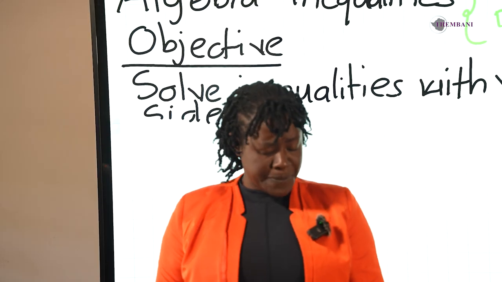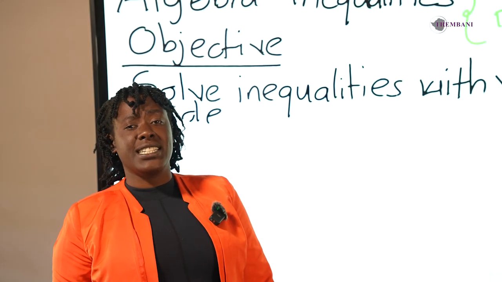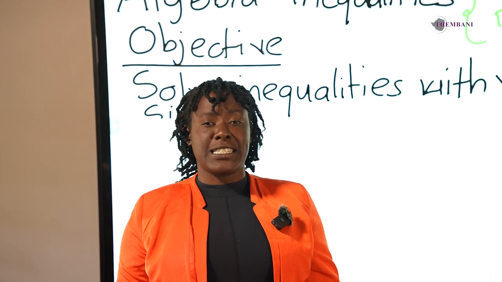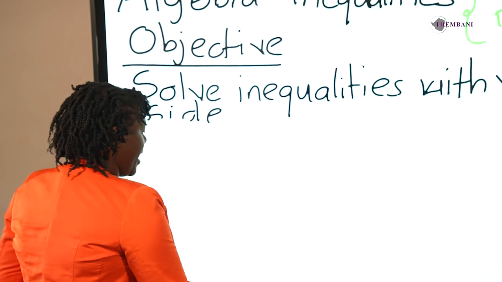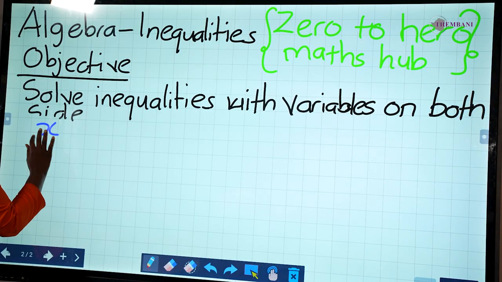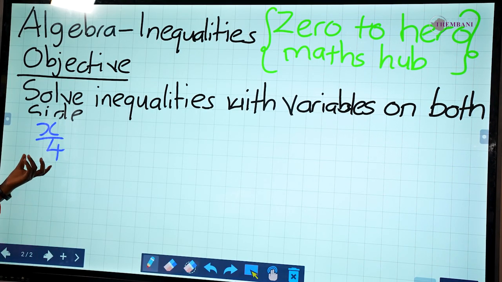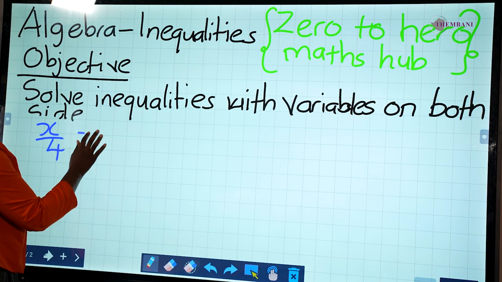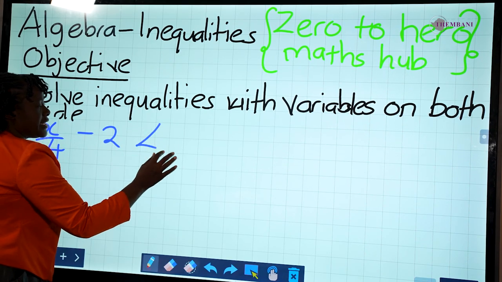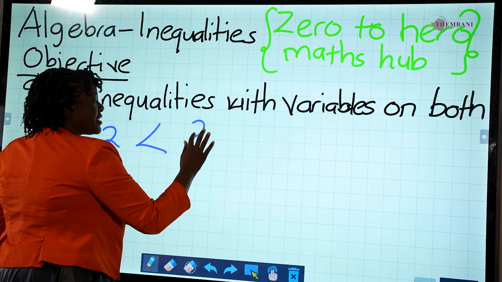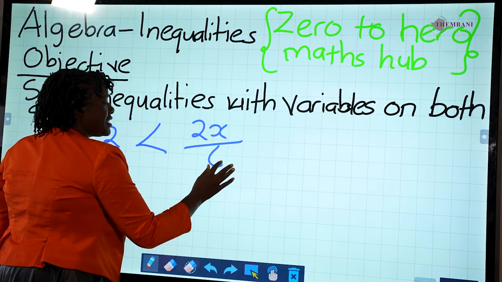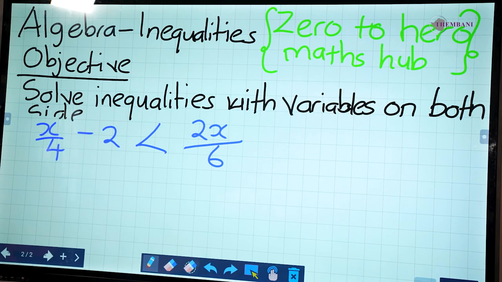I'm going to introduce again an inequality with variables on both sides, but this one now has a fraction. What am I saying? My question is x over 4. This is a fraction, isn't it? x over 4 minus 2 is less than 2x over 6. So this is my question.